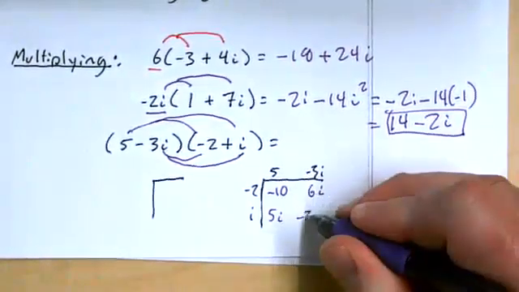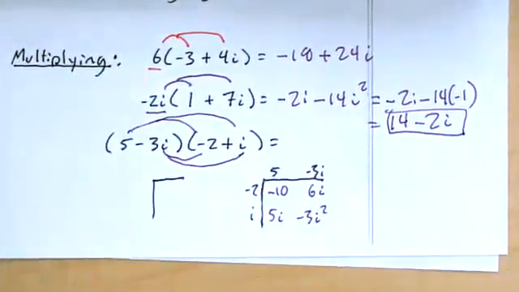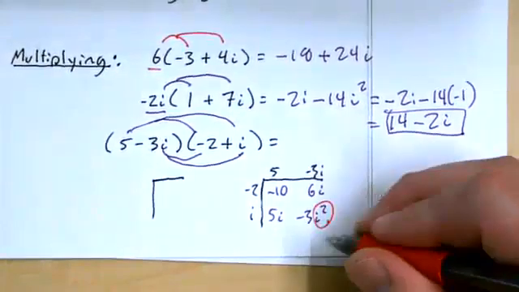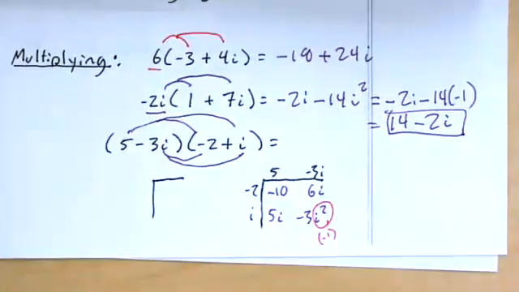And then negative 3i squared. And I'll always write it as i squared. I'm not going to try and deal with negatives and negatives all at the same time in my head. That's negative 3 times negative 1, which is 3.